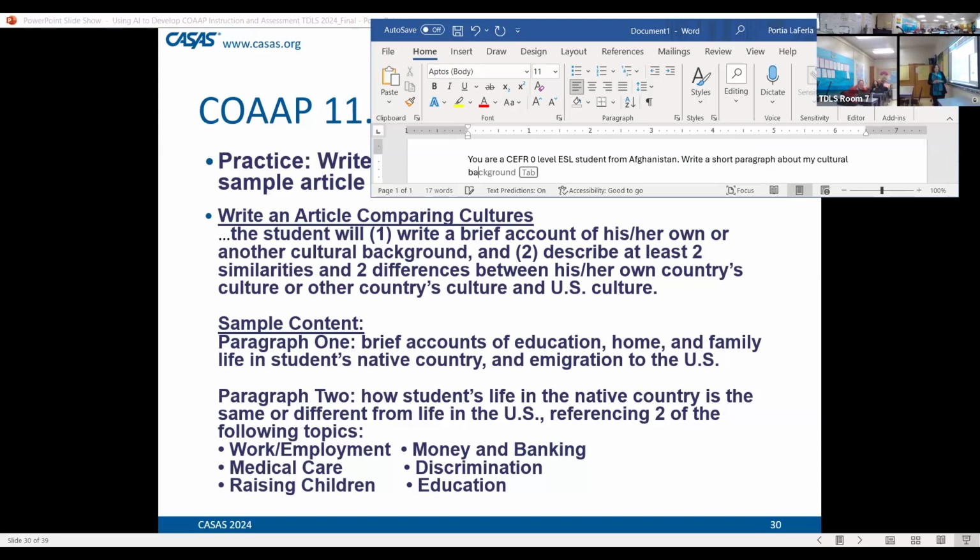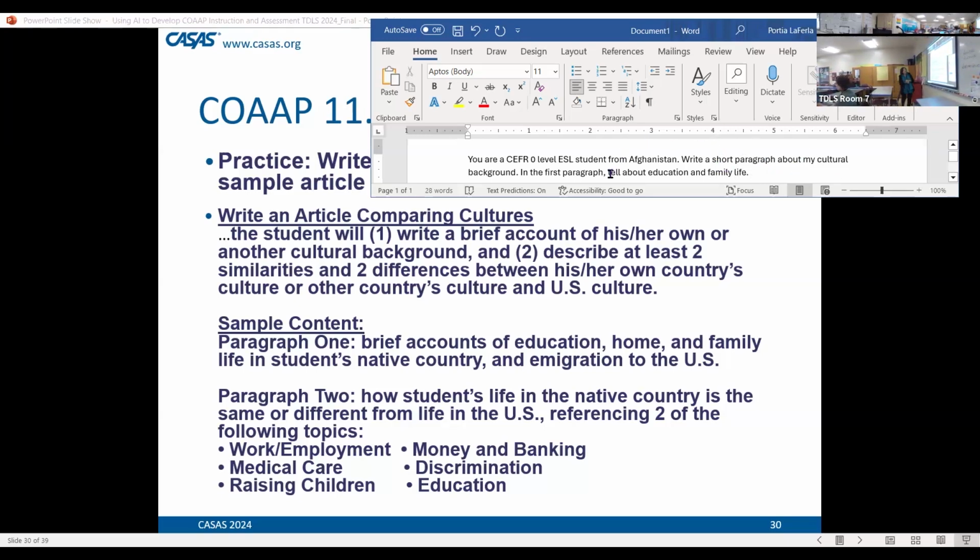Clearly, in the first paragraph, tell us about education, home and family life. Okay, good. In the first paragraph, please tell us about that. And what do we want to say about immigration to the US? And how I immigrated to the US? Wonderful. What do you think?